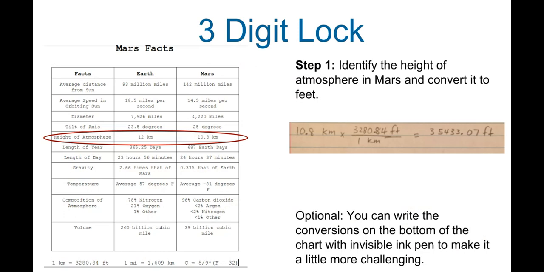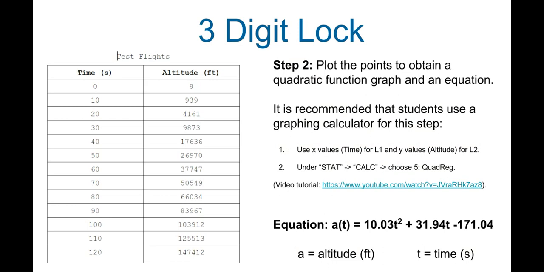Step 1, students have to identify the height of the atmosphere on Mars using the Mars facts chart, then convert 10.8 kilometers to 35,433.07 feet using a conversion factor at the bottom of the chart. If you'd like to make this a little more challenging, feel free to write the conversion factors with an invisible ink pen. Step 2, plot the points to obtain a quadratic function graph, then obtain a quadratic equation from the graph.